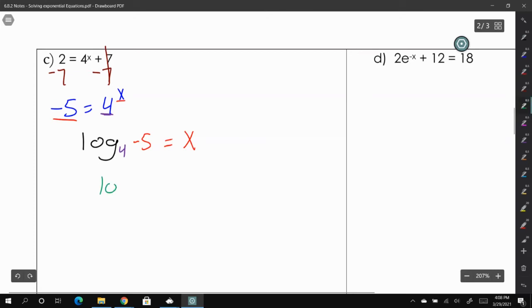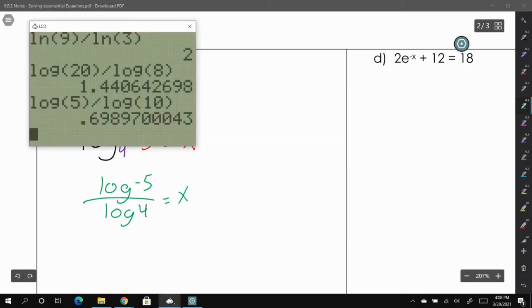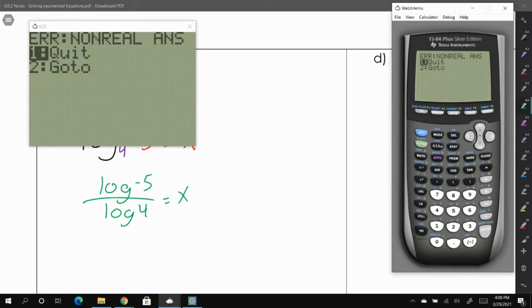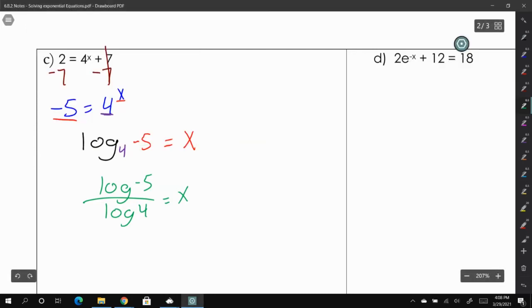Well, if you go to your calculator and try to type this in, you're going to get an error. Let's look. Log -5 divided by log 4. We get error, no real answer. So we say error, which means there's no solutions.